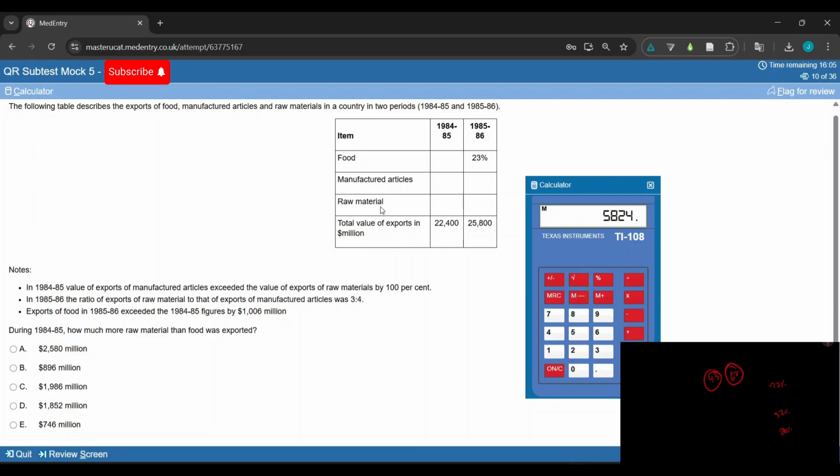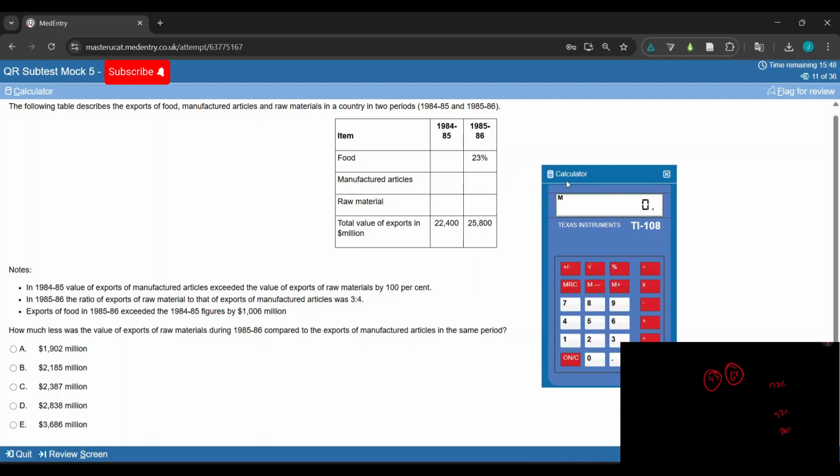How much more raw material? Oh, than food. So it's going to be 4%, sorry. So it's going to be 0.04 times 22,400, 896 million. Okay, cool.